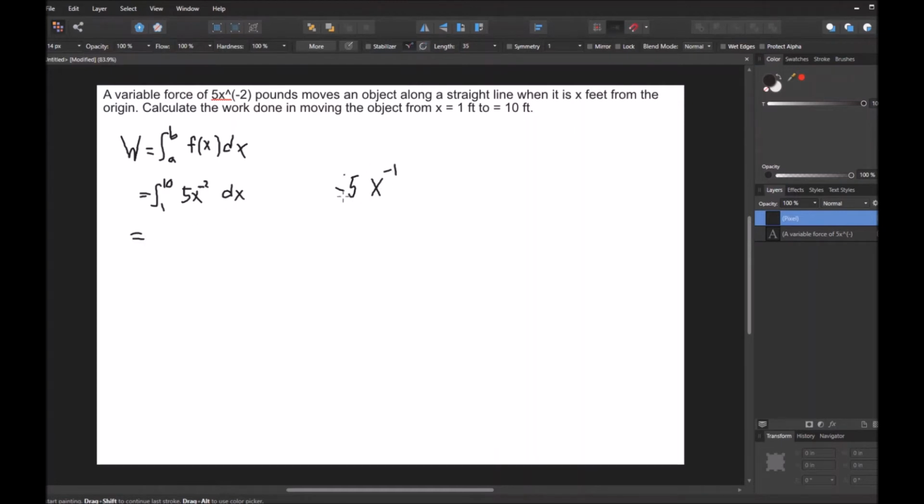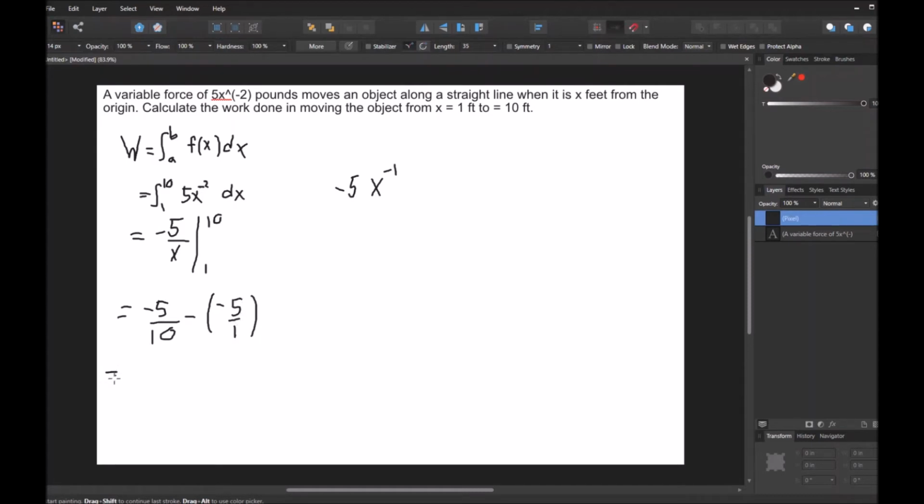So this is our antiderivative. I'm going to write this in a simplified form though, and I'm going to write it as negative 5 over x, because that negative 1 exponent means it goes in the denominator. And that is going to be on the bounds from 1 to 10. Now all I have to do is plug in those bounds in for x, and when I do that I'll have negative 5 over 10 minus negative 5 over 1.